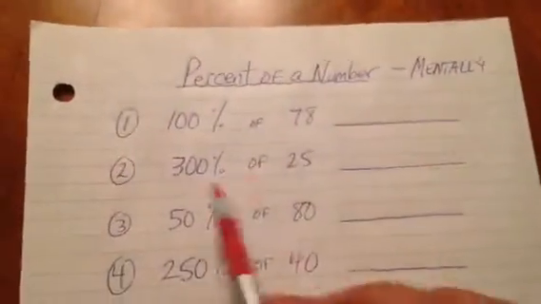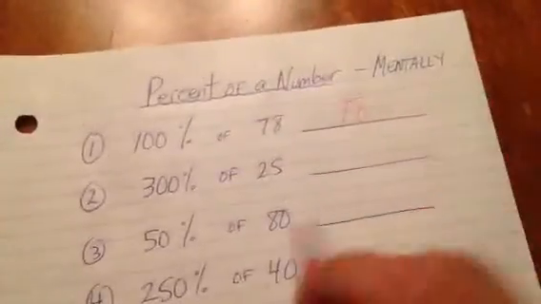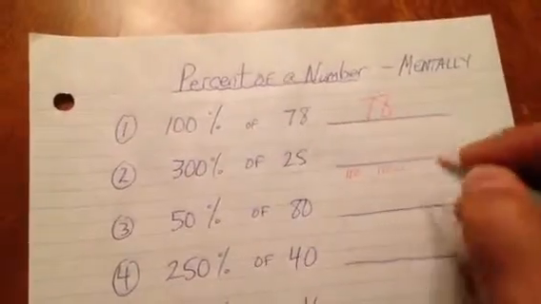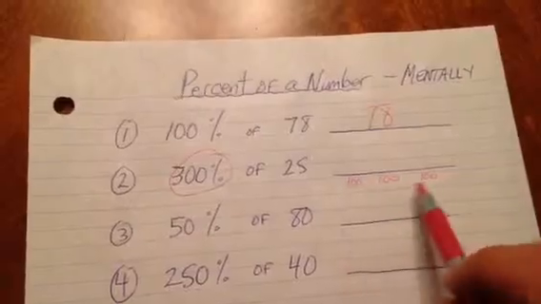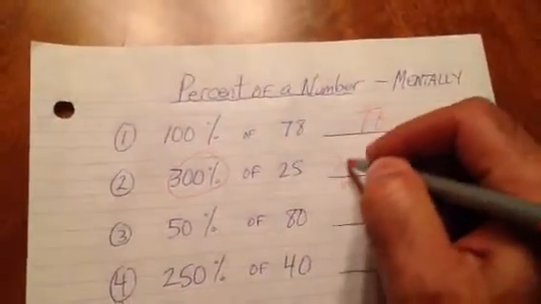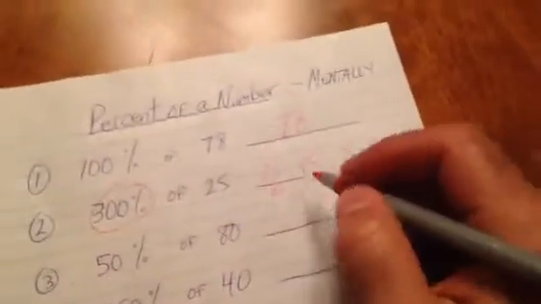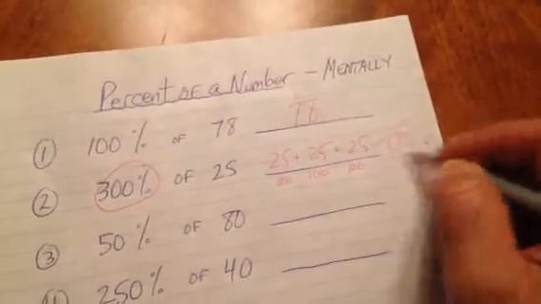So we have 100% of 78. That's simply the whole number, 78. 300% is 100% and 100% and 100%. So we take 300% and we divvy it up into 100s. So 100% of that number is 25, and that's 25 3 times. So now we get the students to add these up. 25, 25, and 25 is 75. That's the answer.